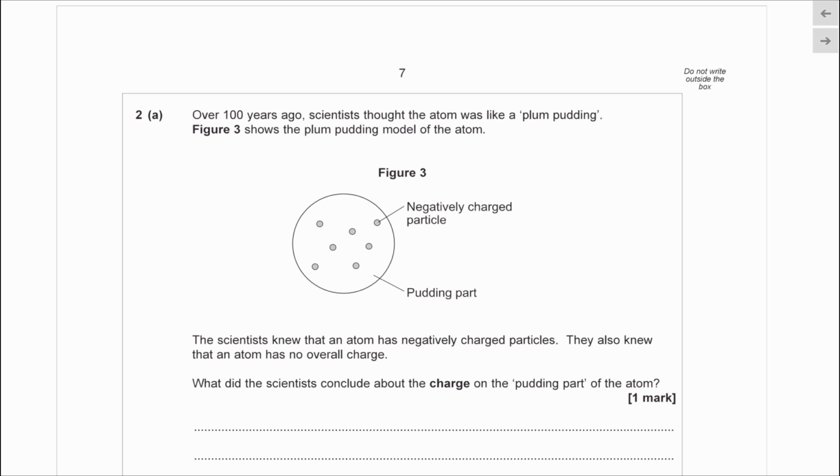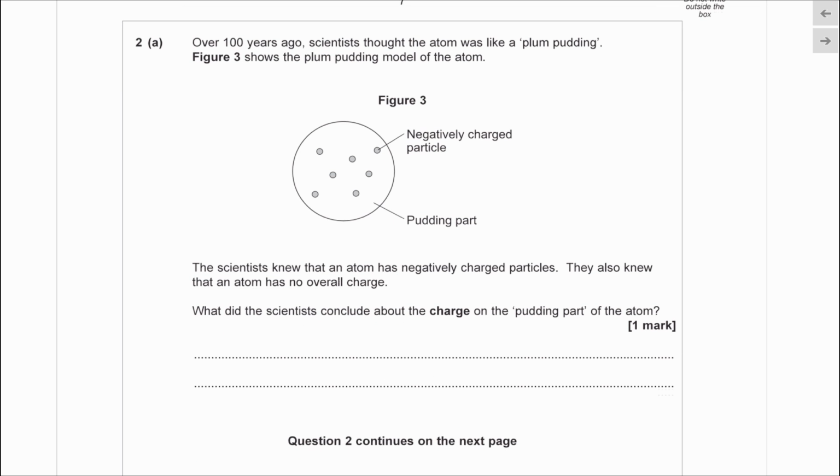Alright, so question 2 now. In part A, we are told over 100 years ago, scientists thought the atom was like a plum pudding. And figure 3 shows a plum pudding model of the atom. Scientists knew that an atom has negatively charged particles. They also knew that they had no overall charge. What did the scientists conclude about the charge on the pudding part? Well, if we have negatively charged particles but no overall charge, we need to balance that out with positively charged particles, or at least a positive charge in this case, because we're not told that it's particles.